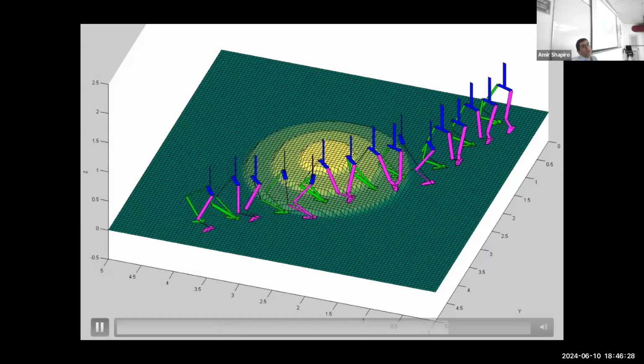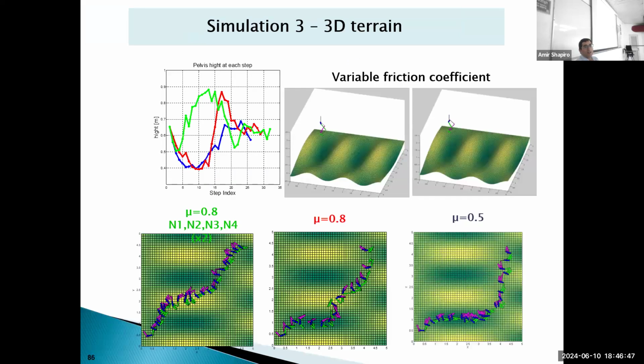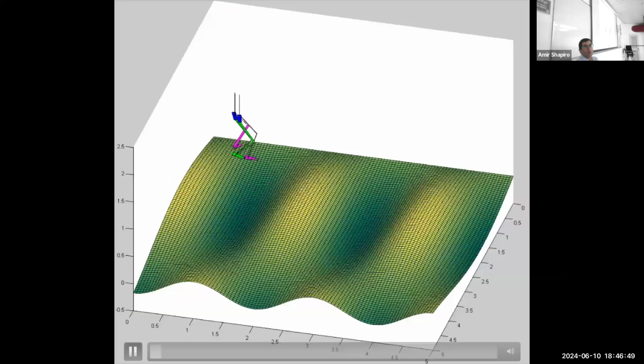How does it know the height of the surface? This is provided by the algorithm. But usually it has a LiDAR to measure. And here is a little more complicated terrain.